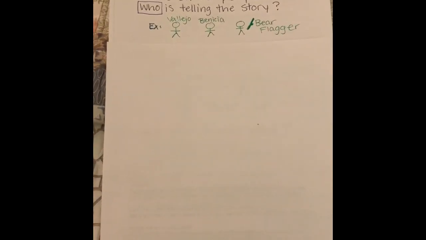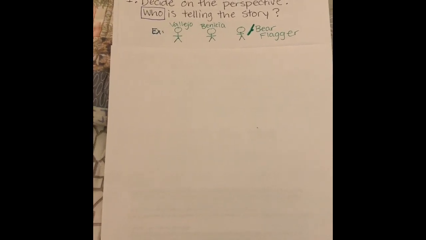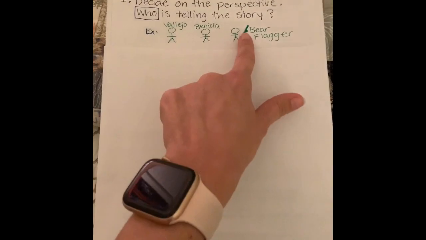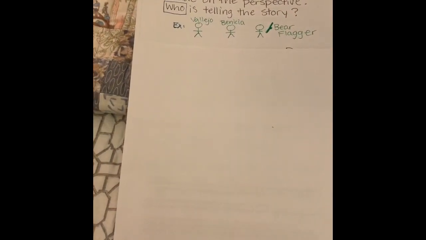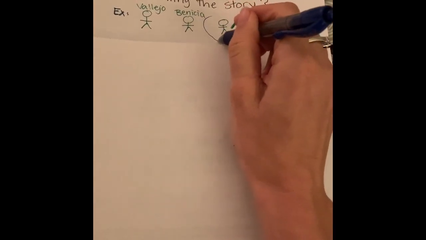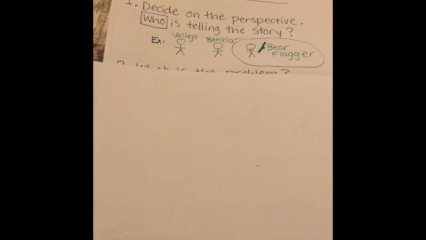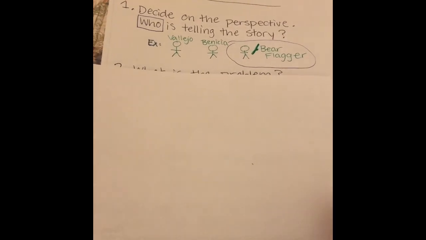Number 1, decide on the perspective. Who is telling the story? In my example, I'm going to do the Bear Flag Revolt, okay? Here I've got Vallejo, Benicia, his wife, and a bear flagger. I'm choosing between those 3. I'm going to choose a bear flagger. That's the point of view I want to tell my story from. That's going to be the first person, okay? Now that I've got a person, that's my first P.